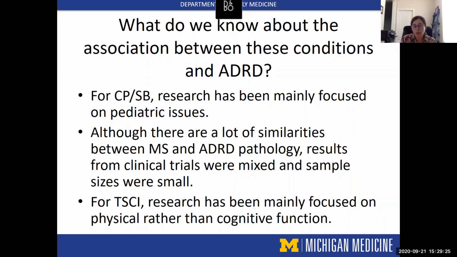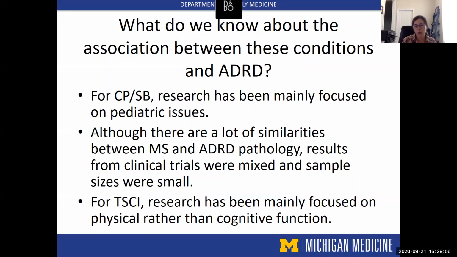And most research related to MS in that area has been, again, focused on similar pathology. It's mostly based on clinical trials. Therefore, the sample sizes were small and the results have been mixed. So there's no evidence based on large data, national analysis, examining the risk of MS for incident ADRD.